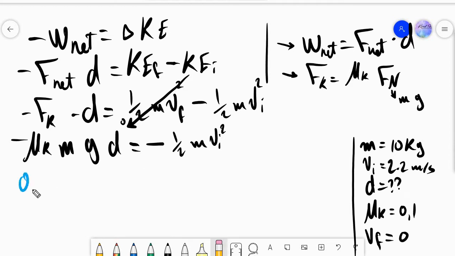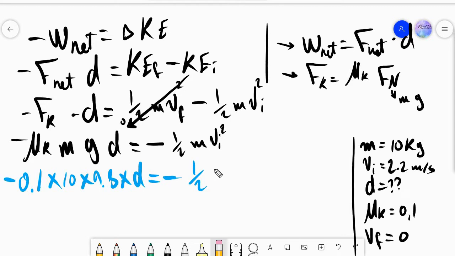Mu k, 0.1, times 10 times 9.8 times d equals, we have a negative here, negative there, half 10 v i squared, 2.2 squared. Don't forget the square, please.